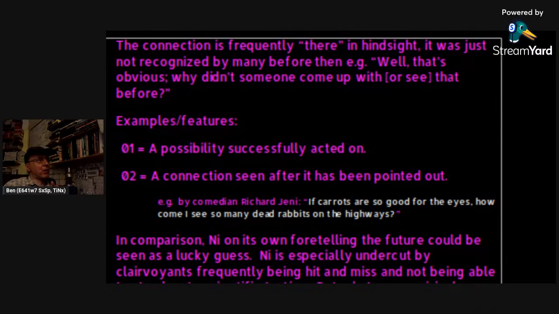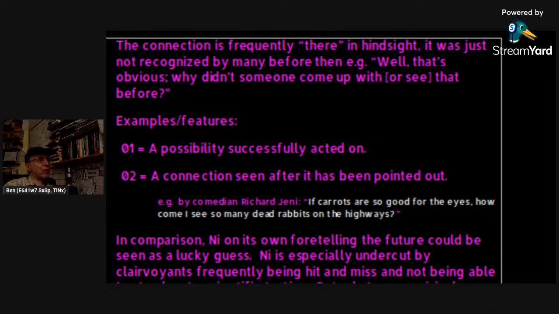So, and then some examples. A possibility is successfully acted on. Yeah, because a possibility has to be acted on. Remember what Carl Jung said about acting on possibilities. And if you're the NJs, you're more likely to ignore possibilities that are not part of the plan.